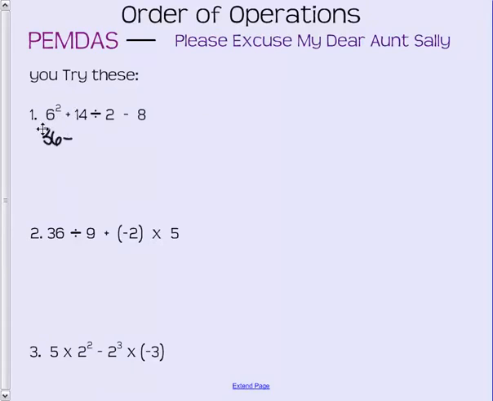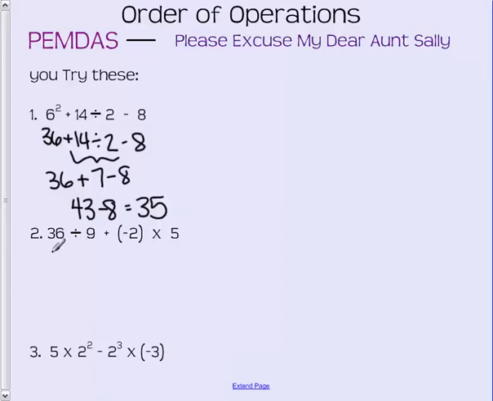This would be 36 plus 14 divided by 2 minus 8. We do the division, which would be 7. Bring everything else down. 36 plus 7, we get 43, minus 8, which is 35.